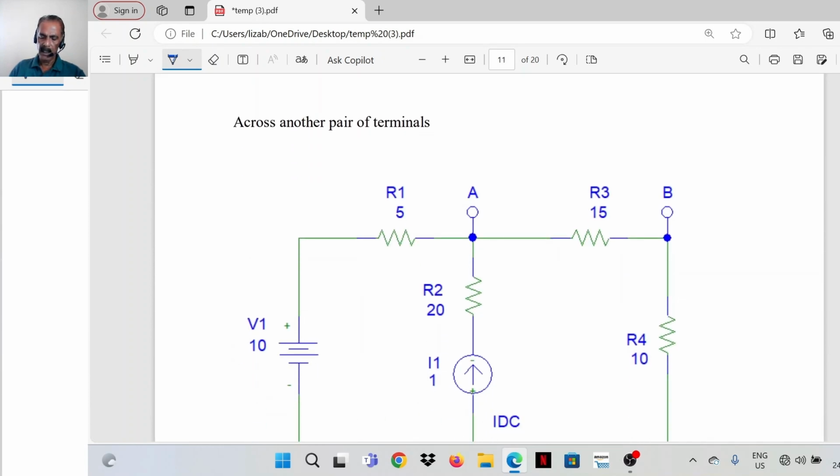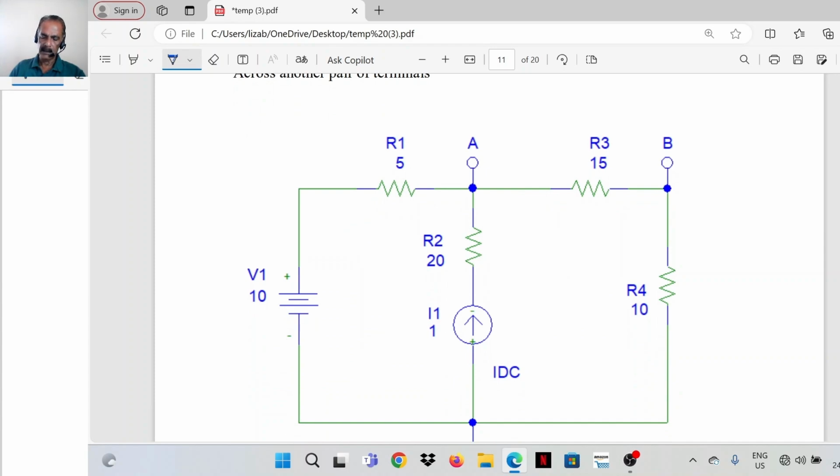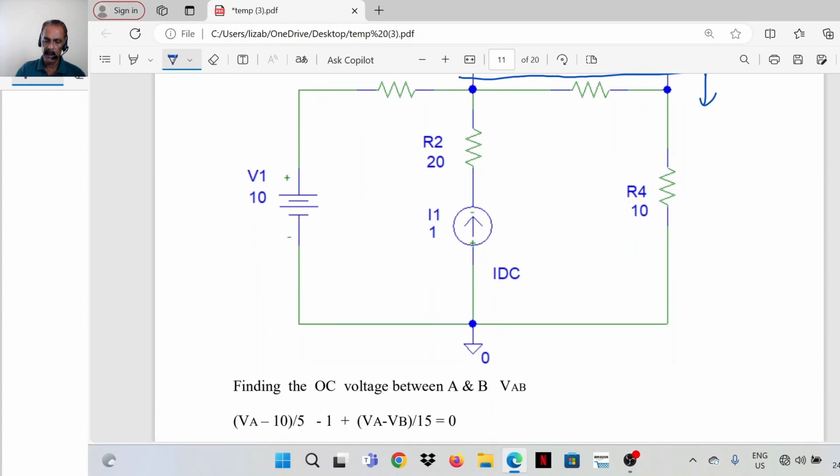Now if you are finding the equivalent across another pair of terminals, in this case terminals A and B, what is the Thevenin equivalent across terminals A and B? In this case, this circuit is to be replaced with a single voltage source and a series resistance. So first we have to find the open-circuit voltage between A and B. Again, we can find that using the node voltage method.